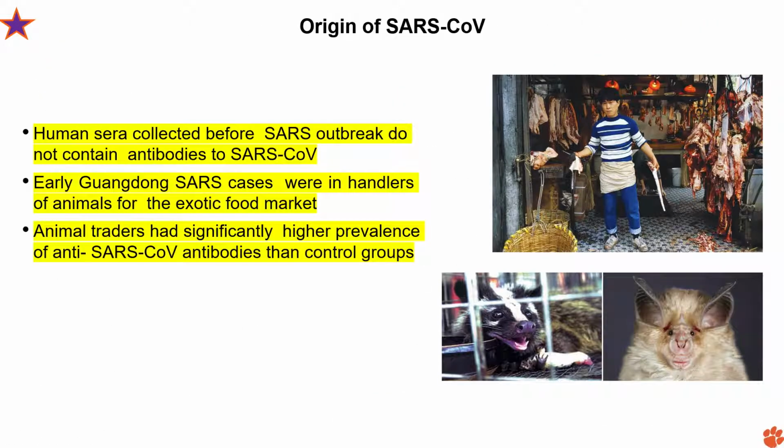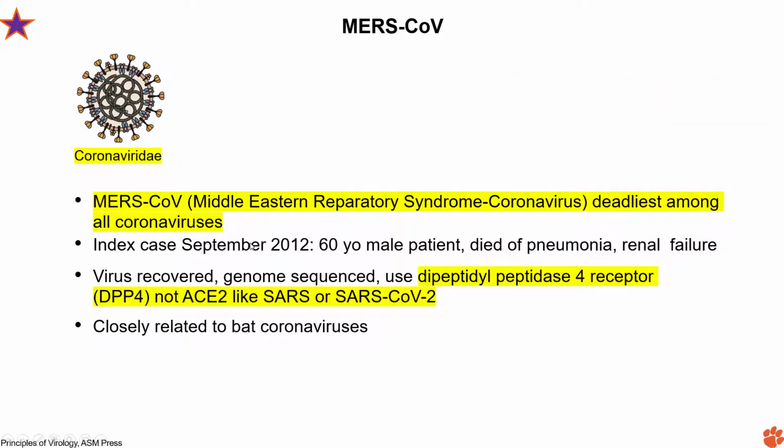And this is just a historic perspective on how the origin of SARS-CoV-2 was traced. Human sera were collected, and they were found to have a high amount of SARS-CoV-2 antibodies in the control group, and then it was found that the meat market was the source.